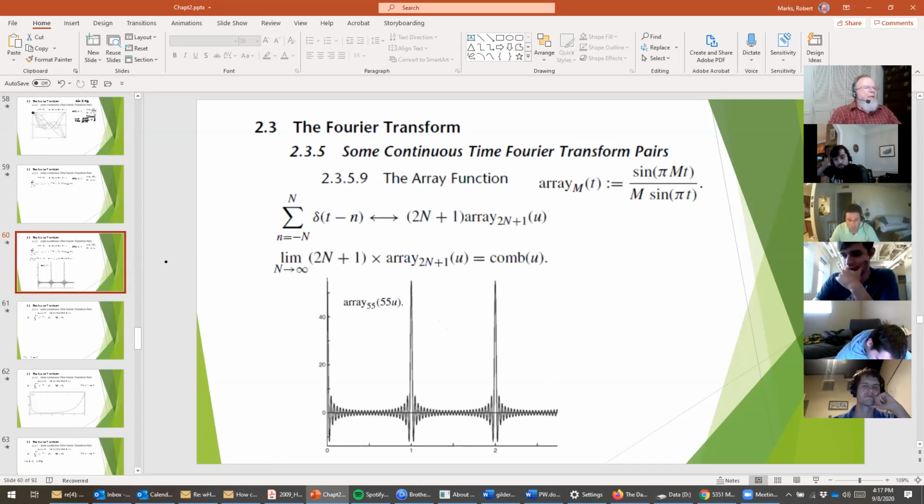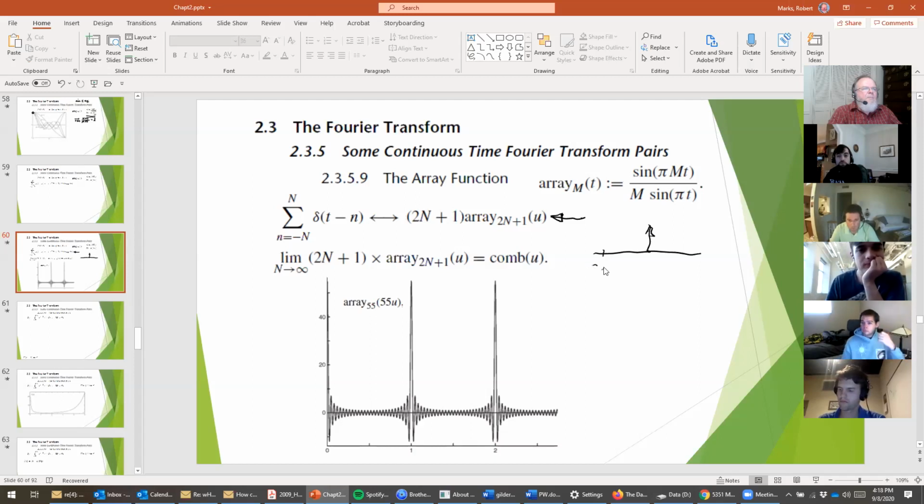The reason that it's important is that a finite sequence of delta functions corresponds to an array function. So therefore, if you have delta functions which go from minus n to n, where n is an integer, and it's 0 thereafter, then the Fourier transform of this is the array function.